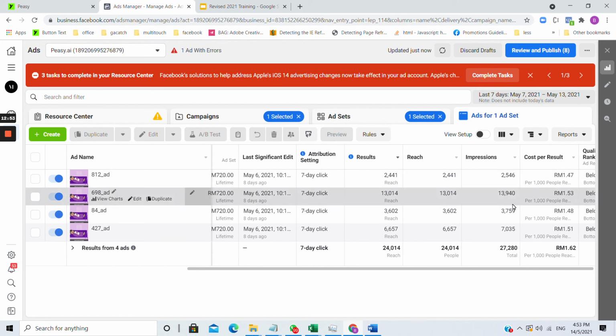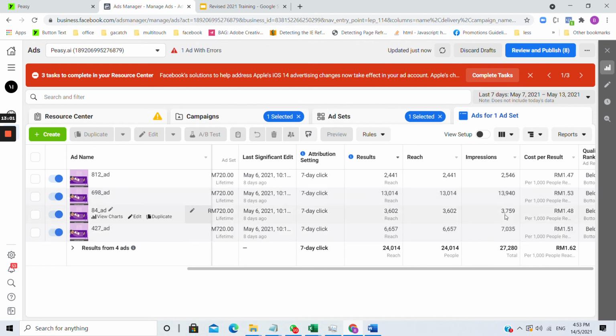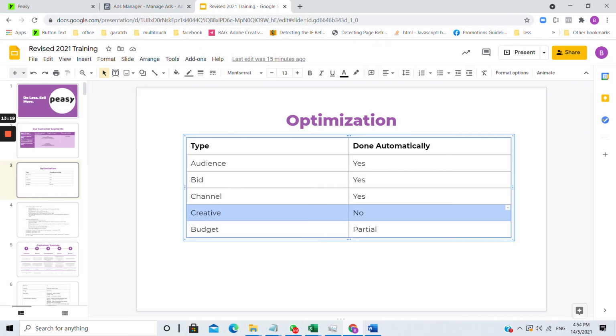Because any AI needs data to make a decision, to make a learning. So anything below 9,000 impressions is insufficient volume of data for even Facebook or Peasy to decide whether this creative is good or not. It's premature to change before achieving 9,000 impressions. So the only 2 things I need to do, number 1 is creative, number 2 is budget.